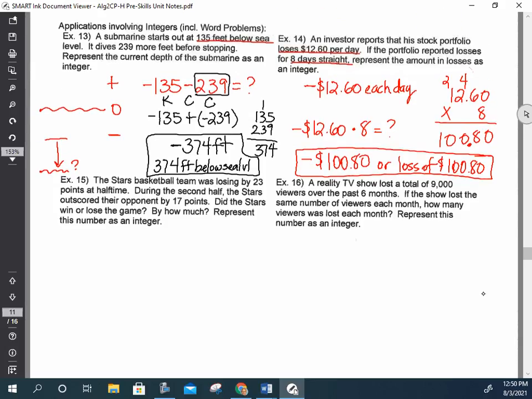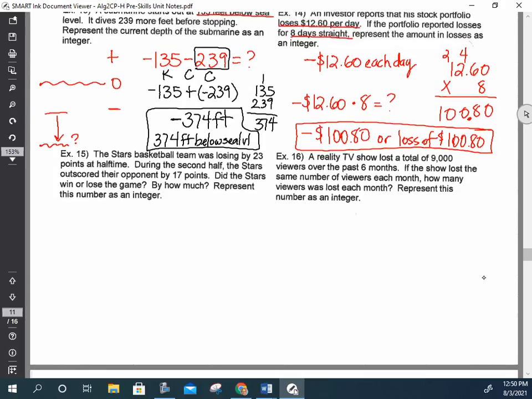So problem 15. The Stars basketball team was losing by 23 points at halftime. During the second half, the Stars outscored their opponent by 17 points. Did the Stars win or lose the game? By how much? Represent this number as an integer. So the Stars team was losing by 23 points at halftime. So that's negative 23 points. They're down 23 points.